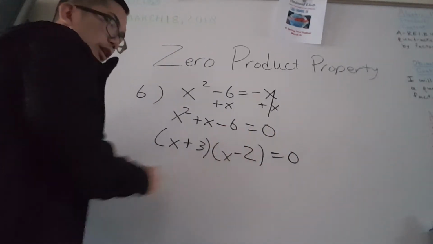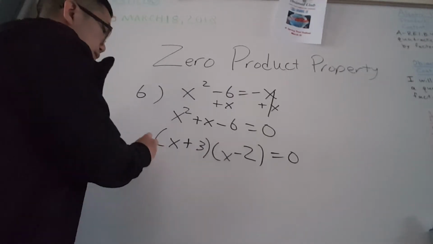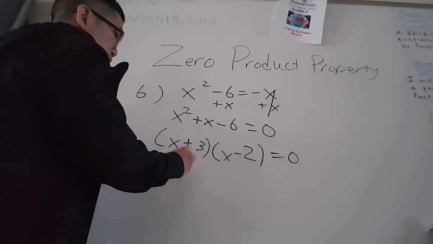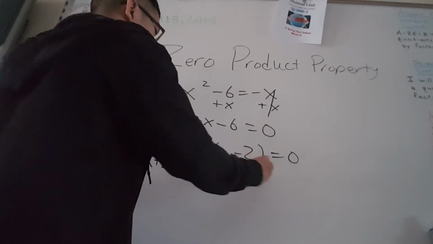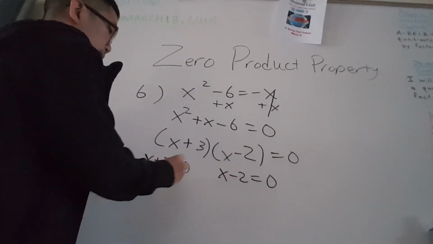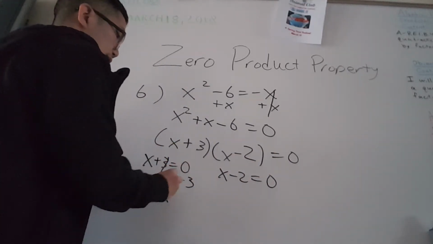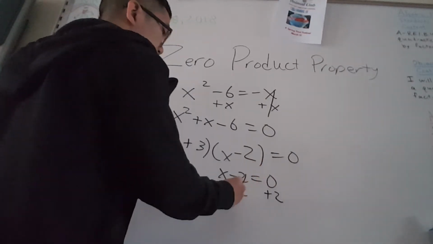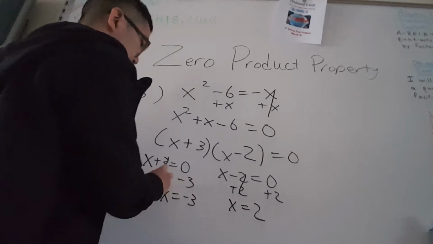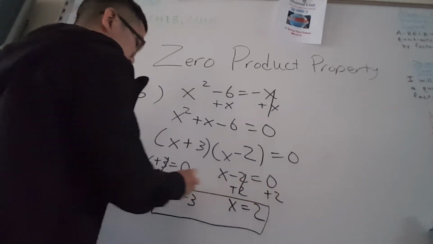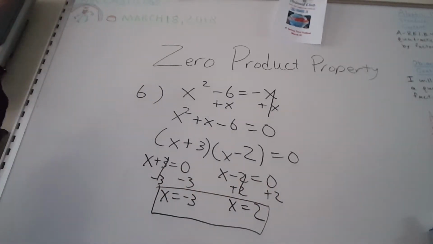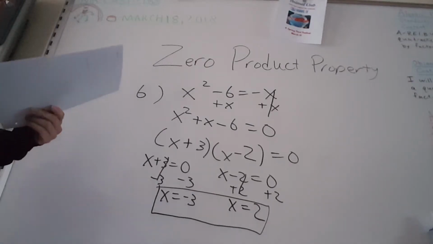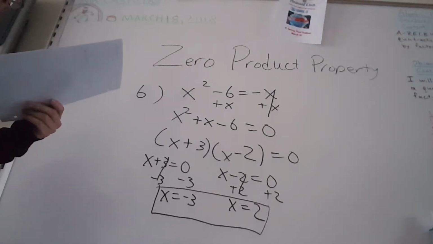And then now we're going to use the zero product property to solve the equation. So I subtract 3 from both sides, and I have x is equal to negative 3. Add 2 on both sides for the second one, x is equal to 2. Okay? So that is how you solve number 6.